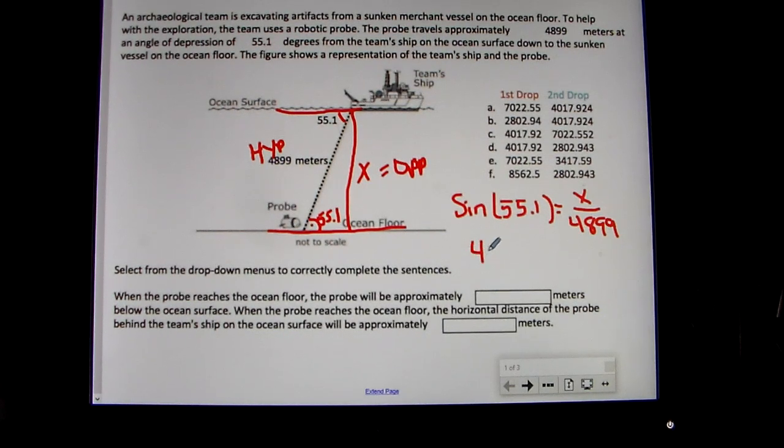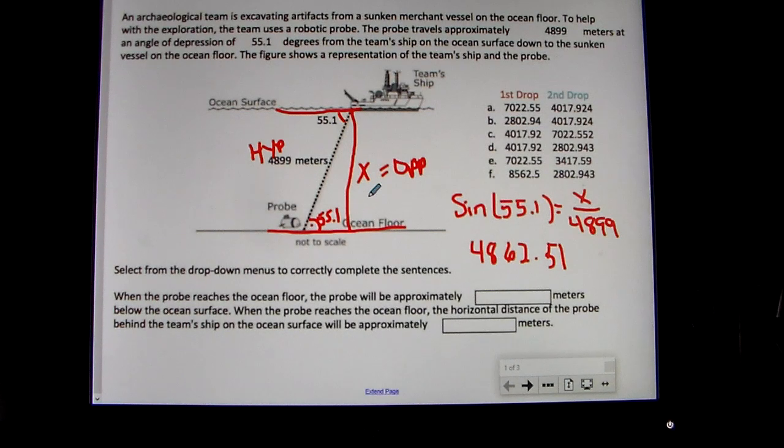4,862.51. So it traveled 4,862.51 meters down. Now wait, is that going to really be true? Looking at our multiple choice, nope.